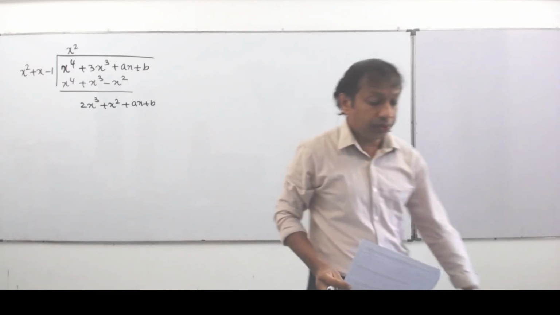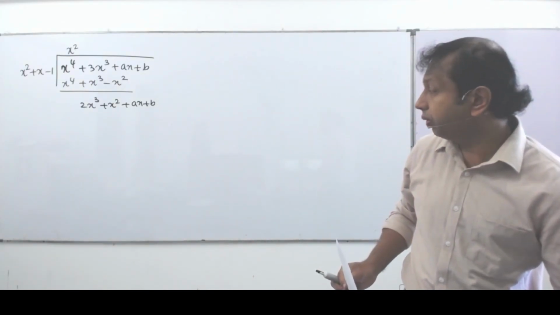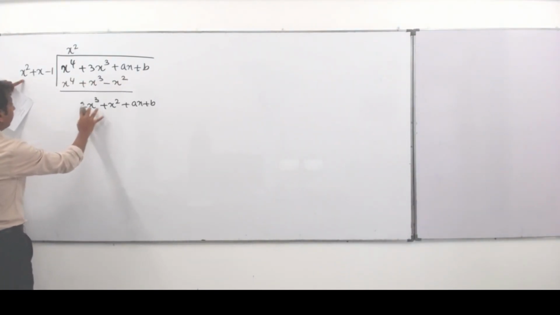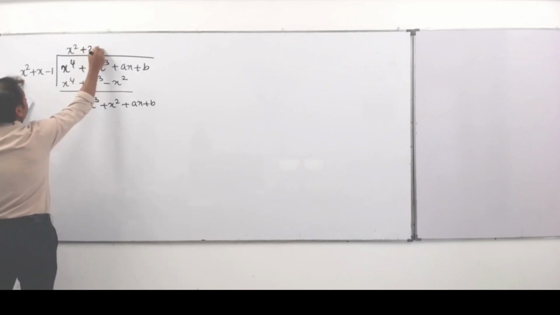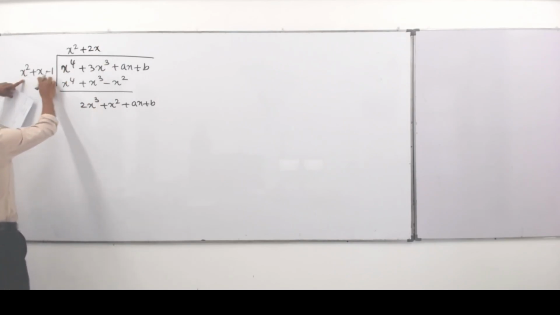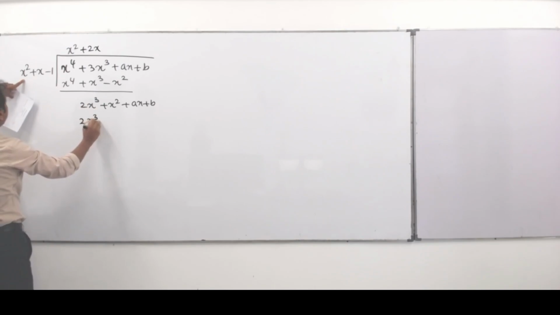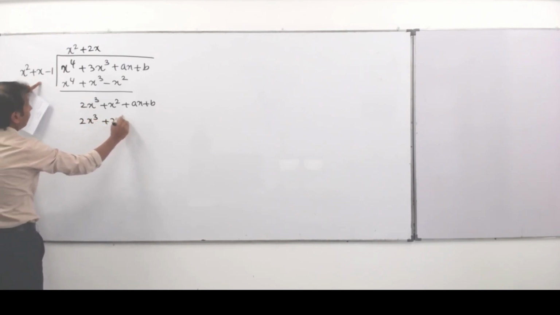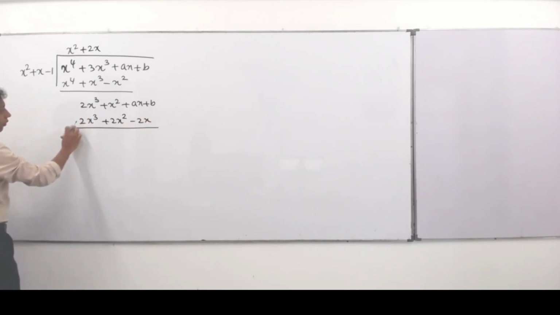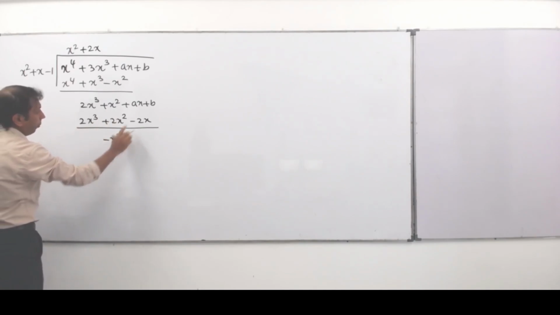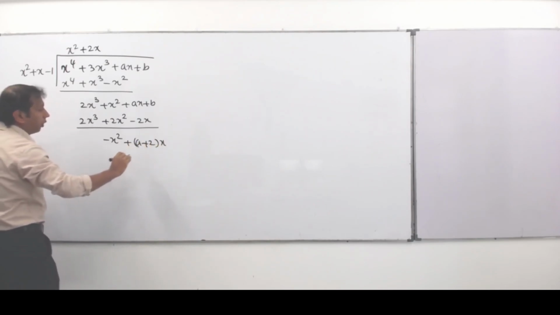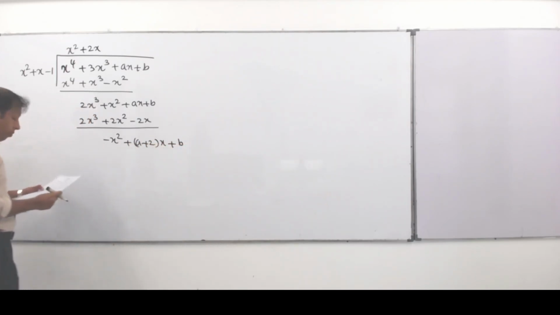Right? Now again, this 2x^3 we divide by this x^2, then we get plus 2x. This 2x^3 divided by x^2, plus 2x coming. 2x, and this we multiply: 2x^3 + 2x^2 - 2x. Now subtract this minus this. Here we get minus x^2. Here we get (a + 2) times x and b. Okay.